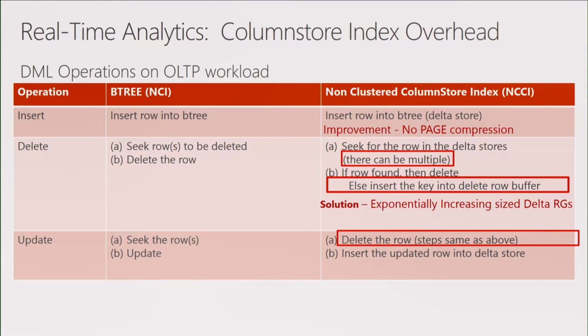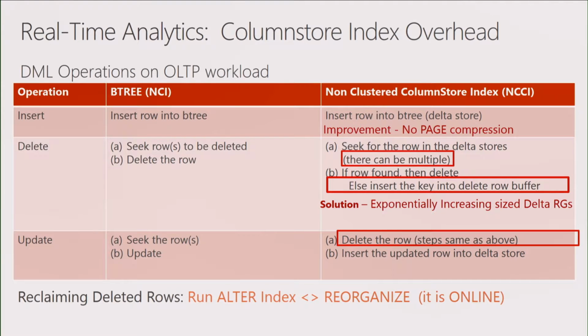So the point I was making is the first delta row group has 1 million rows. The next delta row group will have 2 million rows. The next one 4, 8, 16, 32, and then we flatten. The goal is to minimize the number of delta row groups so that we don't have to search a large number of delta row groups. Is that NCCI only? That is only in NCCI.